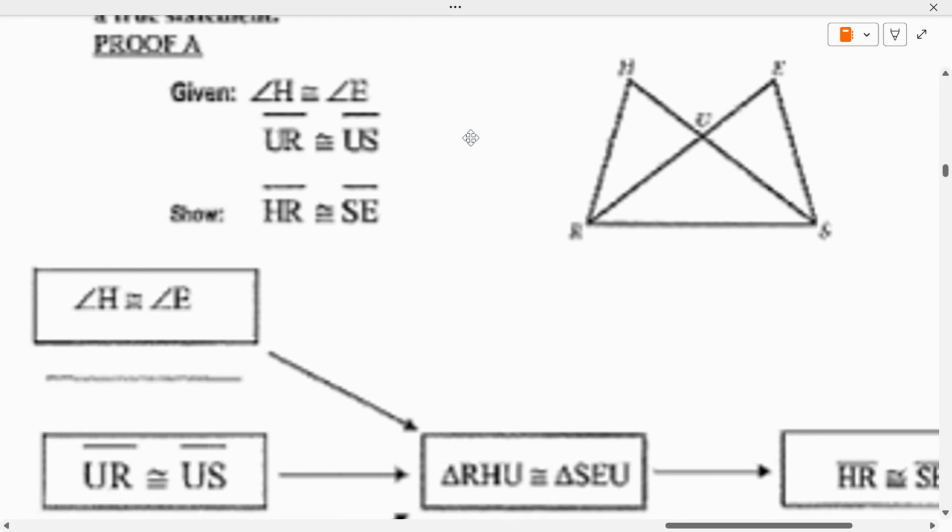Okay? So it's given that angle H, which is this angle right here, is congruent to angle E. Does everybody see that? Mark it on your paper. Grab a highlighter. You've got those in your buckets in front of your feet. I mean, grab a colored pencil, do something. You also know that segment UR, which is this little piece right here, is congruent to segment US. Okay?